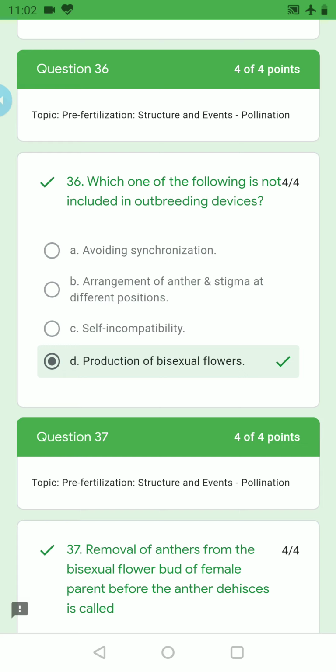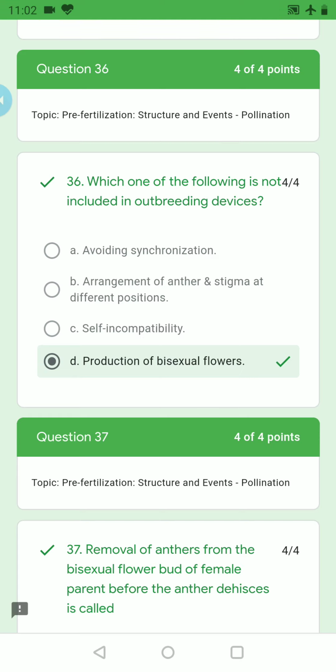Then arrangement of anther and stigma at different positions. Then self-incompatibility. Then the production of bisexual flowers. Which is the right option? Option D. Because in the case of bisexual flowers, they surely undergo autogamy, so it is not considered an outbreeding device. Except for D, the remaining three statements are considered outbreeding devices.